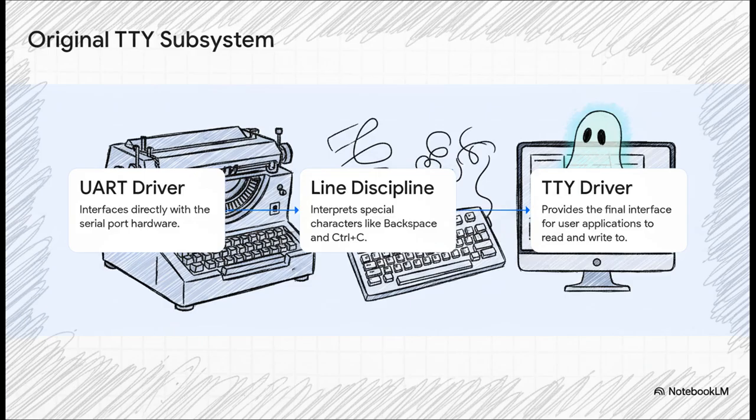Now, to manage all of these connections, the Unix developers created this absolutely brilliant three-layer system inside the kernel. At the very bottom, you had a driver that talked directly to the serial port hardware. In the middle, this really clever piece called the line discipline handled basic stuff like knowing what a backspace means. And at the top, the TTY driver gave every program a simple, standard way to talk without ever needing to know what kind of hardware was underneath.